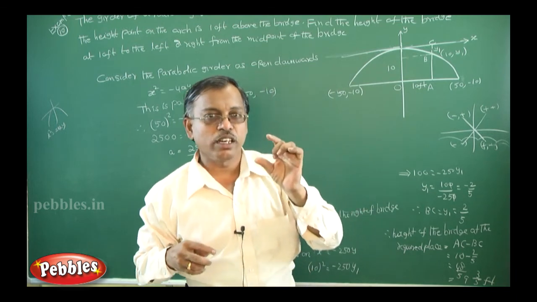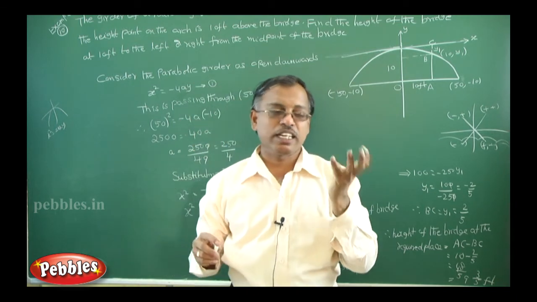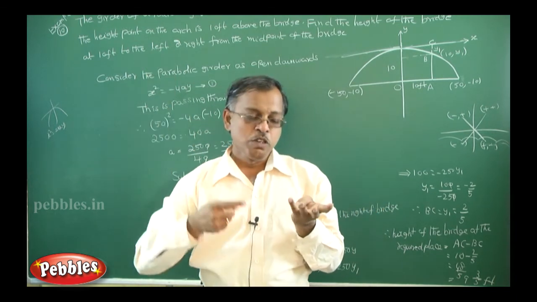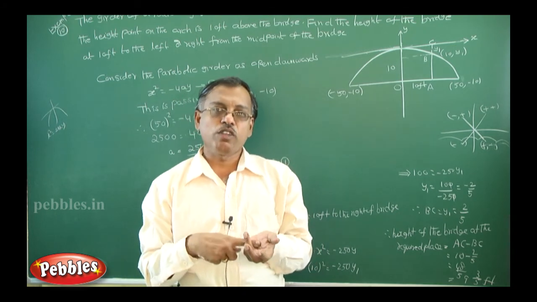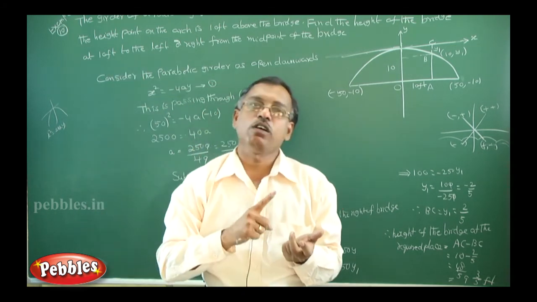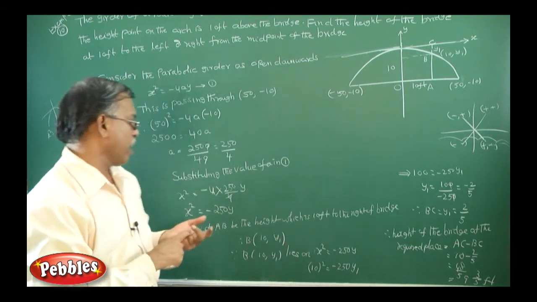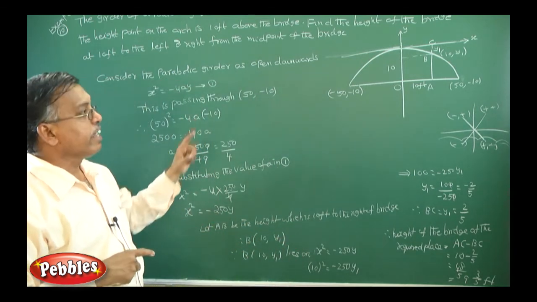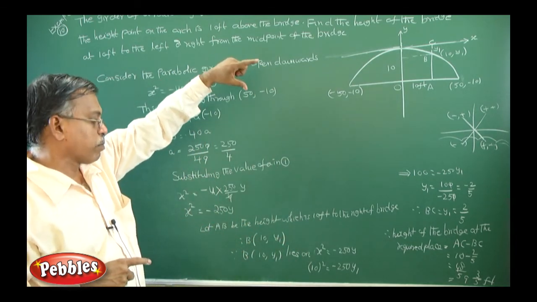So three things you should remember here. First you should select the type of the parabola. Here it is open downwards. Next you find the value of a. Then substitute the value of a in that equation. Then whatever the requirement, you describe that point.